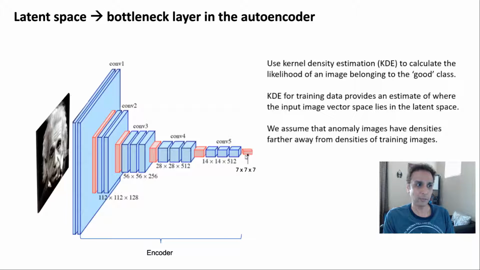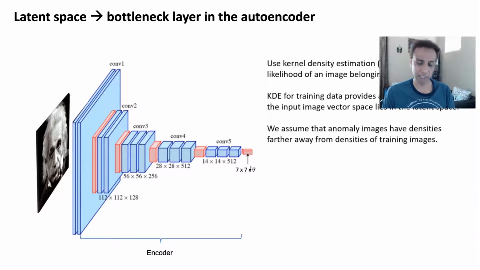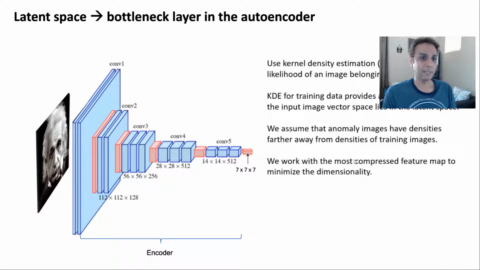So this latent space, we're just going to use that 7 by 7 by 7. So this would be 7 times 7 times 7, that much vector. And we're going to take that vector and get a kernel density estimate, and then use that kernel density estimate as our gold standard. And then any other image, where does it lie within this KDE? That's pretty much it.